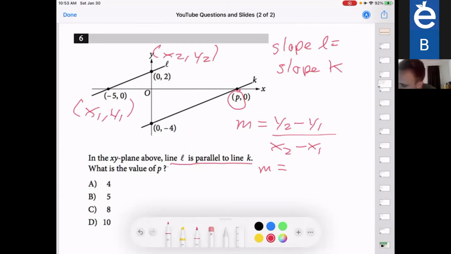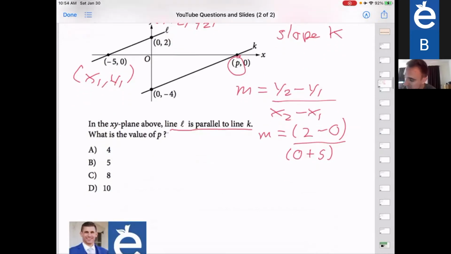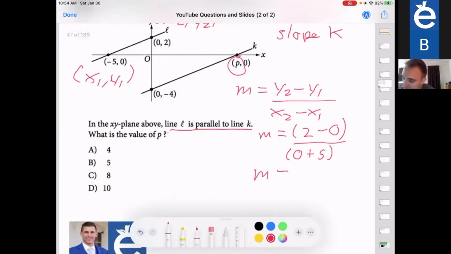So y2 here for me is 2. My y1 is 0. So 2 minus 0 over my x2, which is 0, minus my x1, negative 5. So if I subtract a negative 5, I'm really adding 5. So I get 2 minus 0, 2 over 5. m is equal to 2/5. That's my slope. And once again, I know they're parallel. So the slope that I just found for line L is also the slope for my line K. So I'm just going to call this m, my slope for line K.